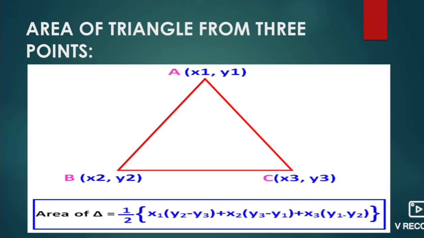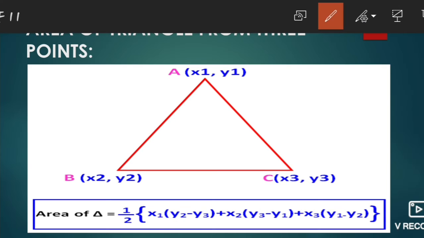Now we will discuss the area of a triangle from 3 points. That means if the coordinates of the 3 vertices of a triangle are given, then what will be the area of the triangle? Suppose ABC is a triangle whose coordinates of points A, B, C are x1, y1, x2, y2, x3, y3 respectively. Then the area of this triangle will be half of x1 into y2 minus y3 plus x2 into y3 minus y1 plus x3 into y1 minus y2.